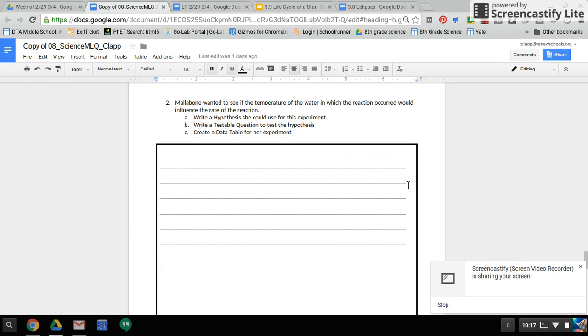2. Malabone wanted to see if the temperature of the water in which the reaction occurred would influence the rate of the reaction. A. Write a hypothesis she could use to test this experiment. B. Write a testable question to test the hypothesis. And C. Create a data table for her experiment.